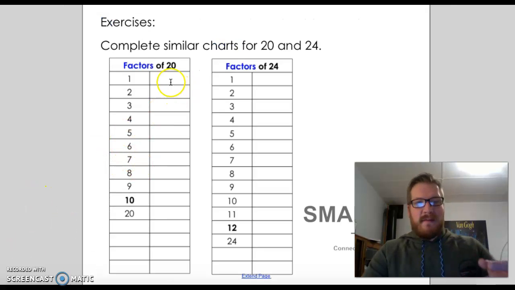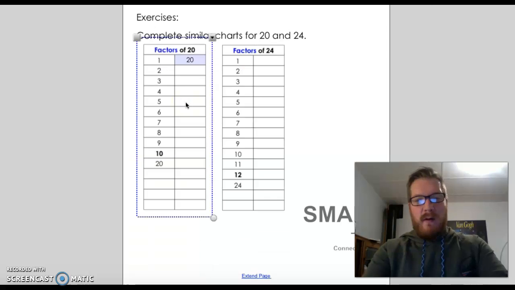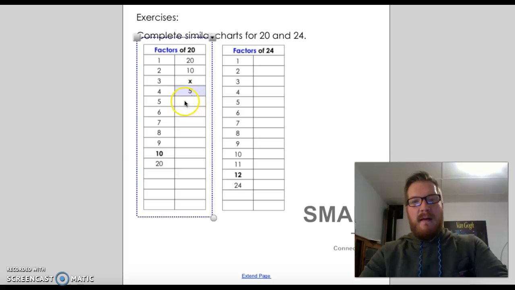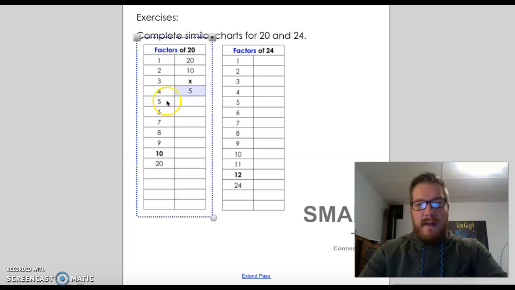And then just a bit of extra practice here. Factors of 20: I got 1 and 20, and then 2 and 10, 3 doesn't go, 4 and 5. Now notice I don't have to go any further because 5 is the next number. So all my factors of 20 are 1, 2, 4, 5, 10, and 20.